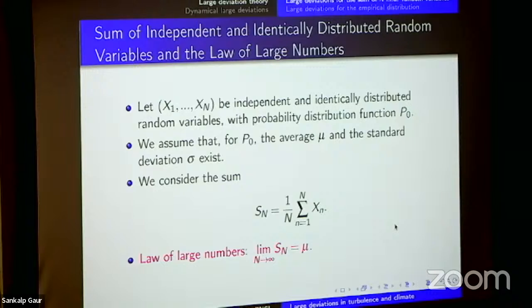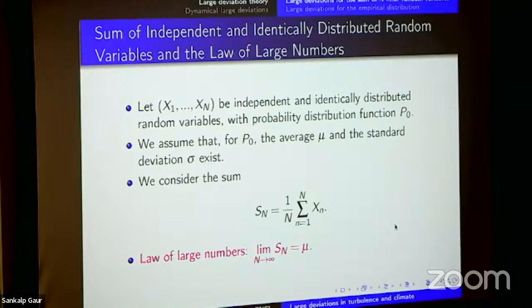So for instance, if I assume that P0 has an average and that the standard deviation exists, then you consider the sum, which is called the empirical sum. You just sum over n outcomes of the value of this random variable, and then you make the average. And you call this Sn. And then you have what is called the law of large numbers. You all know this. You expect that this empirical sum goes to the average mu. Okay? So this is called the law of large numbers.